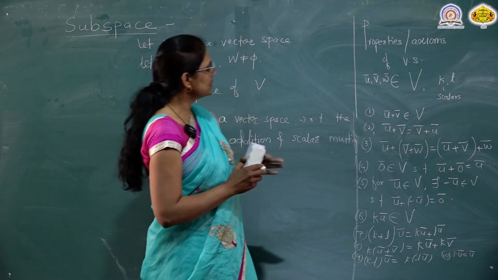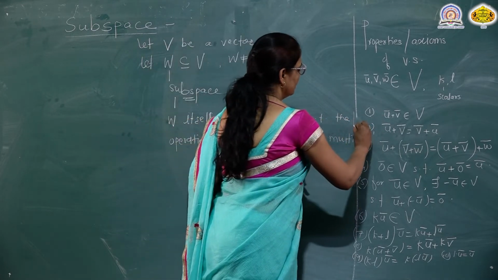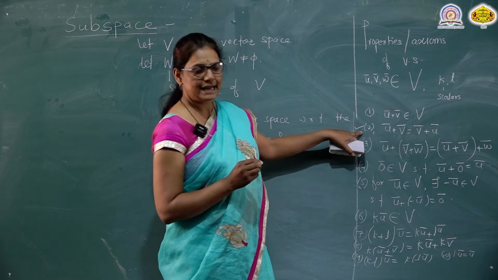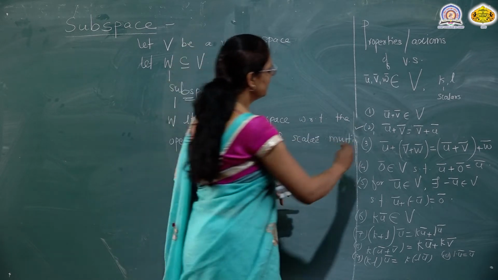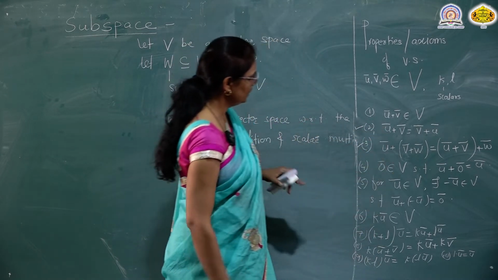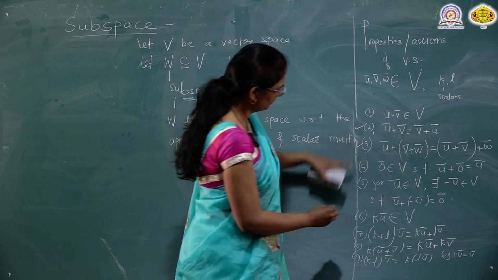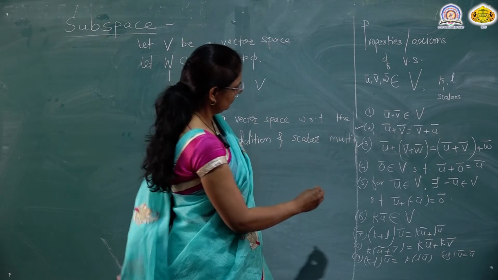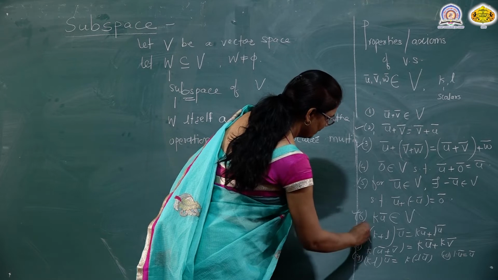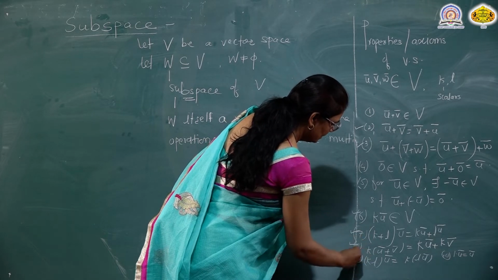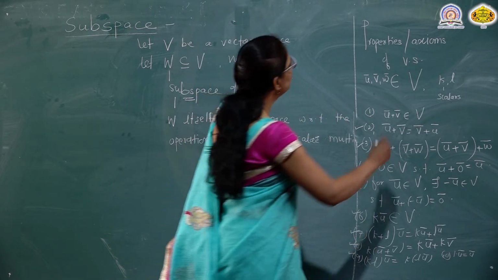So now concentrate here, observe here the second axiom. Next one is the third axiom. Next one is the sixth one, fifth one, 8, 9 and the 10th one.